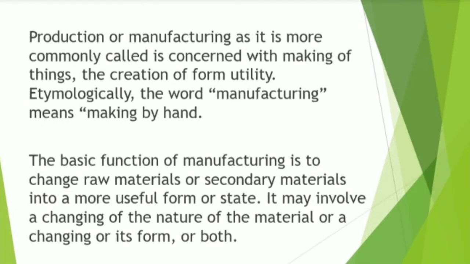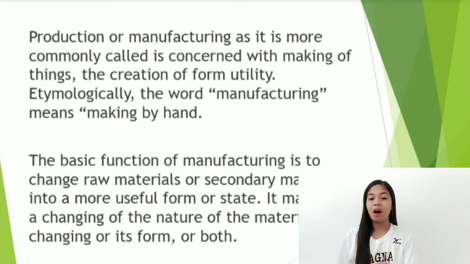Production or manufacturing, as it is more commonly called, is concerned with making of things, the creation of form utility. Etymologically, the word manufacturing means making by hand. However, very few articles are now made solely by hands. Even the simplest type of manufacturing necessitates some tools. There are hand tools and machine tools. In addition to tools, various types of equipment are often necessary, depending on the nature of the manufacturing process.